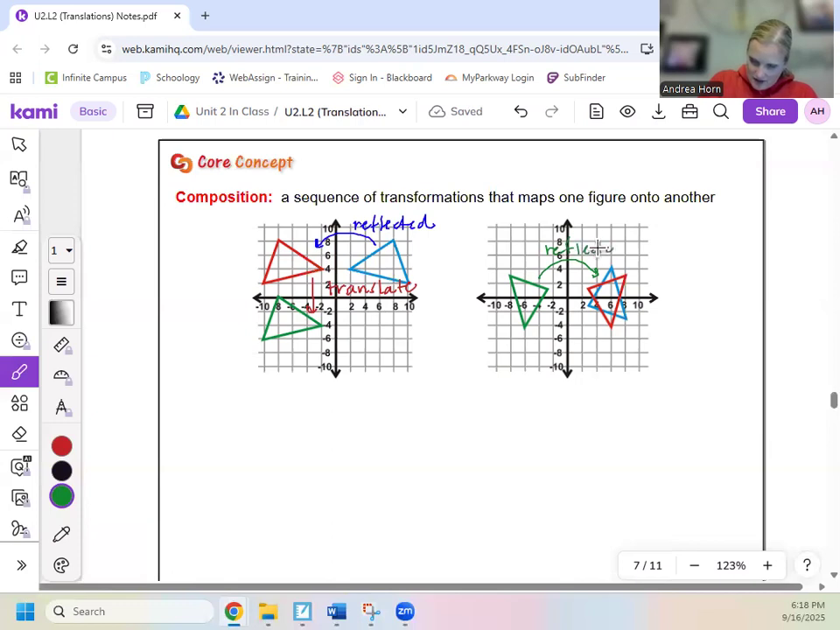And then it looks like we probably rotated going to my red one. That look about right? Or maybe it was a double rotation, something like that.